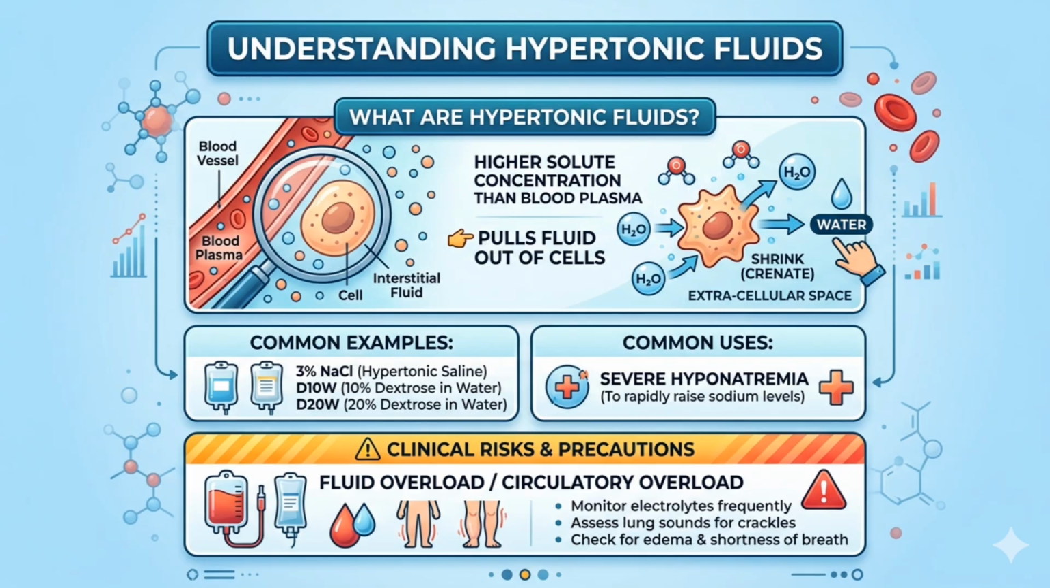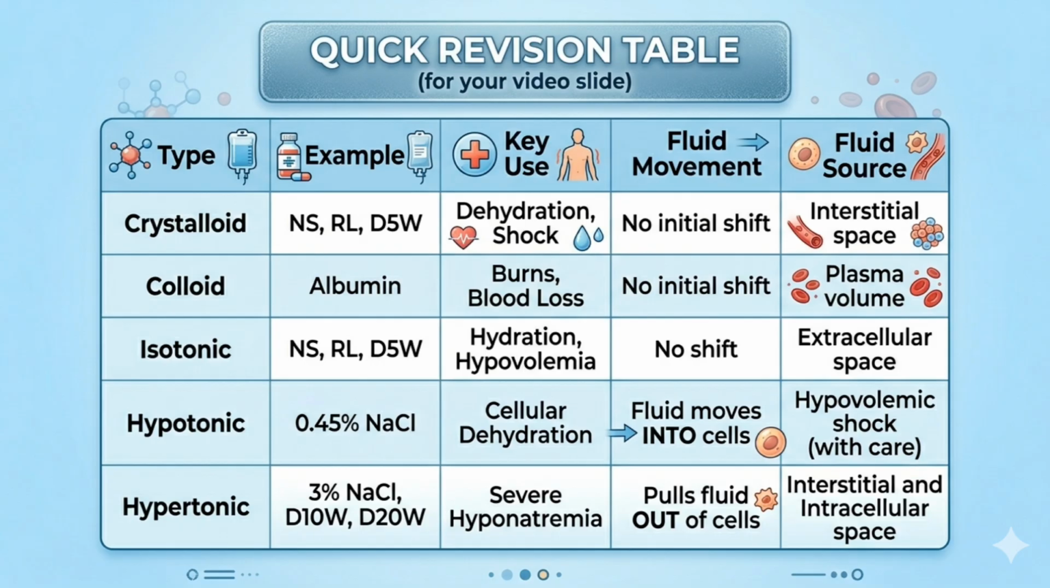Common uses: these fluids are used only in one condition, that is severe hyponatremia. When the person is suffering from low levels of sodium in the blood, that condition is called severe hyponatremia. To rapidly increase the sodium levels, we go for fluids such as 3% NaCl, 10D and 20D. This is a revision table for you guys.